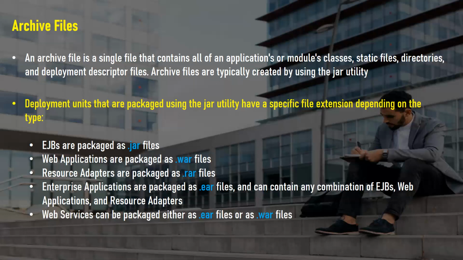And deployment units that are packed using the jar utility have a specific file extension depending on the type. So EJBs are packed in a .jar file format. Web applications are packed in .war files. Resource adapters are packed as .rar files. Enterprise applications are packed as .ear files, okay? And then web services can be packed as EAR or WAR files.